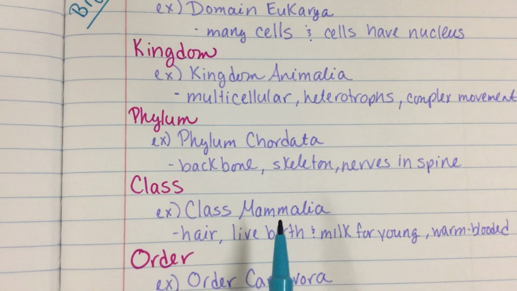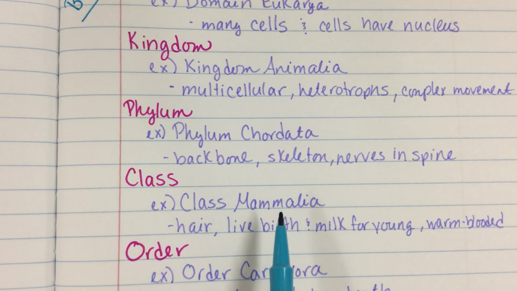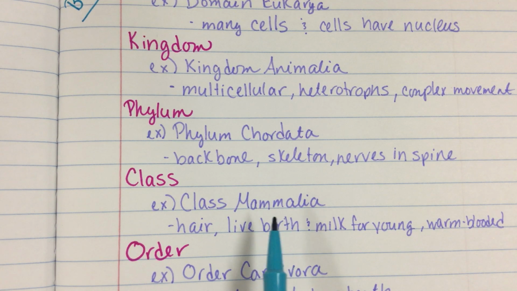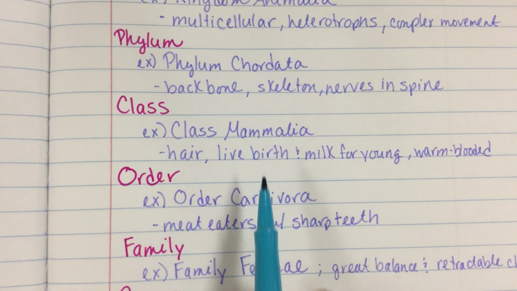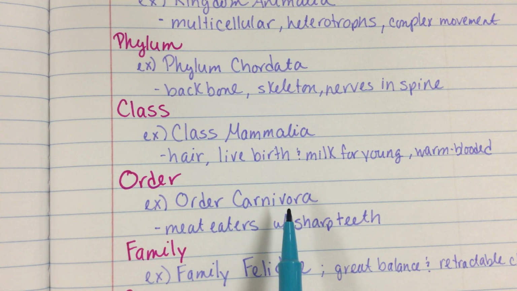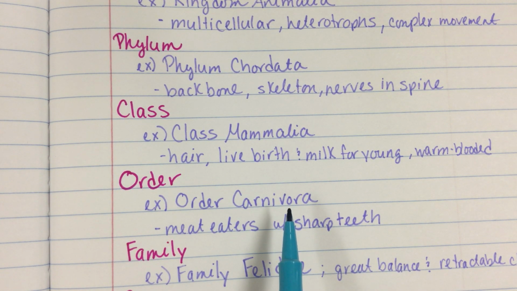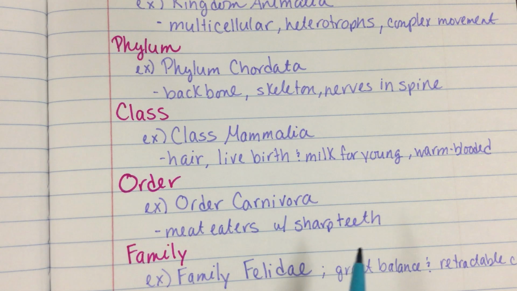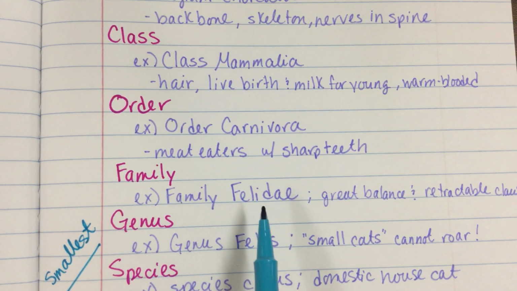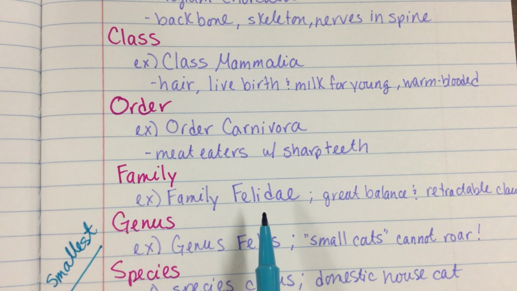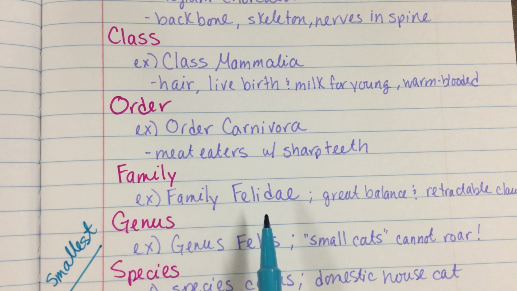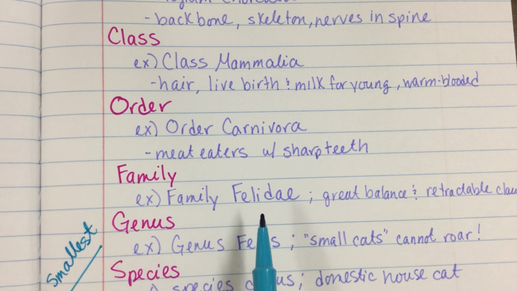Class Mammalia. Actually, this is where there's no fish, no reptiles. Sorry, that was my mistake. So class Mammalia, we're only talking about mammals. We're only talking about mammals that are carnivores. So now we're knocking out all of the herbivores and all the omnivores. Next, we're talking about Felidae. So we're talking about cats, big cats, small cats, extinct cats. We're only talking about cats.